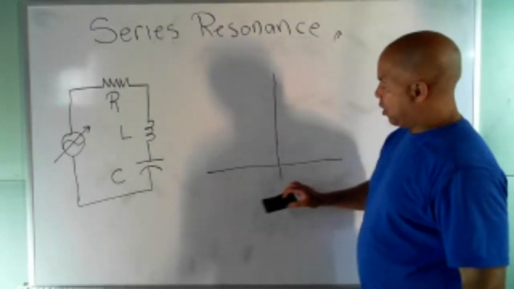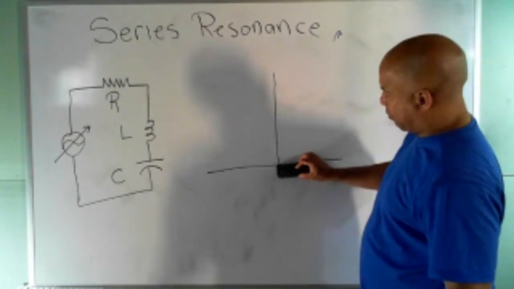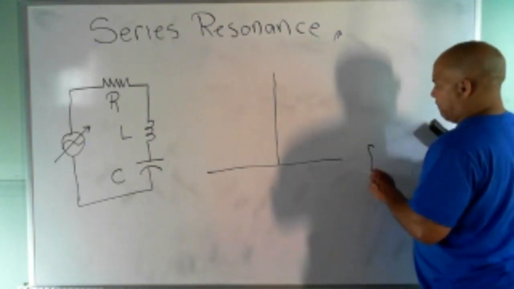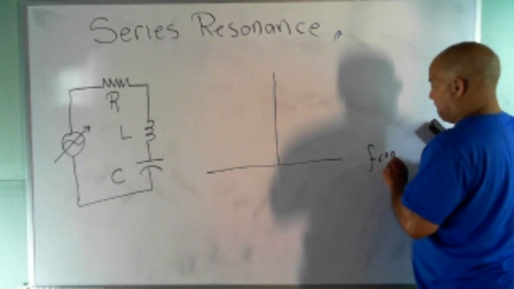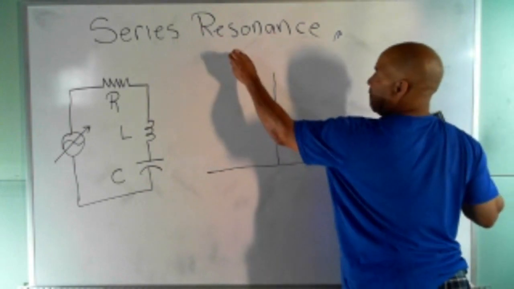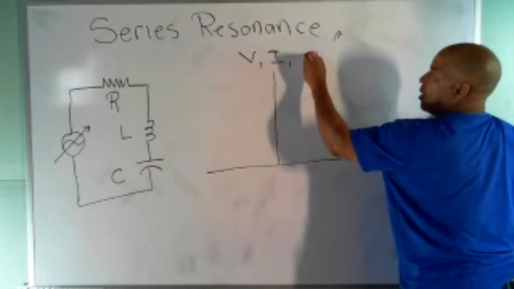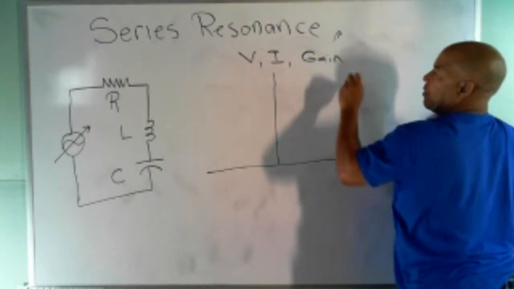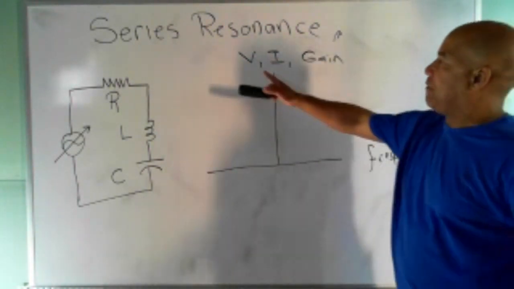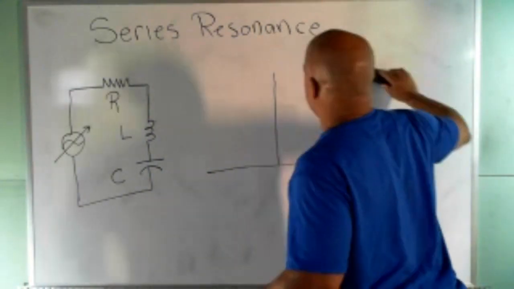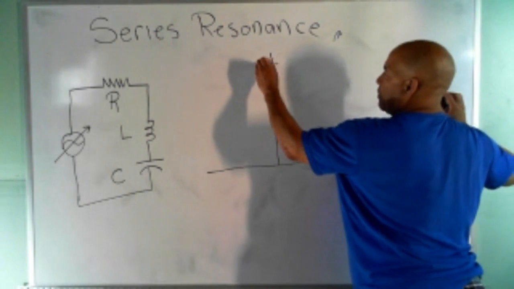And zero is still over here, but we're interested in the number out here, away from zero. So on this axis, we have frequency. And up here we can have voltage, we can have current. There's this thing called gain. You don't have to worry about that right now. But we'll just say V or I up there for now. Now we'll do current, so we'll put current up there.